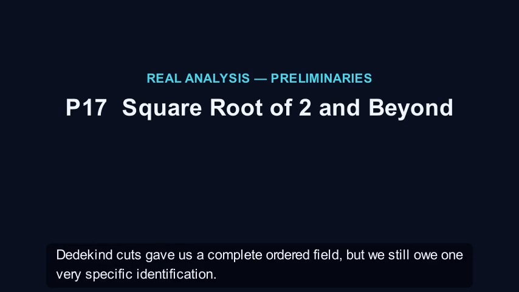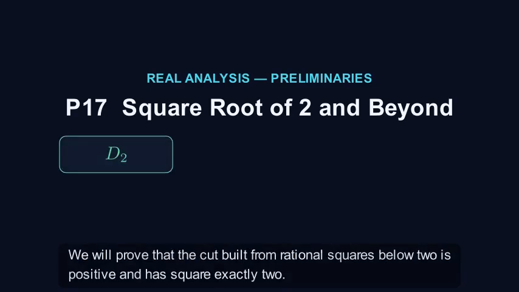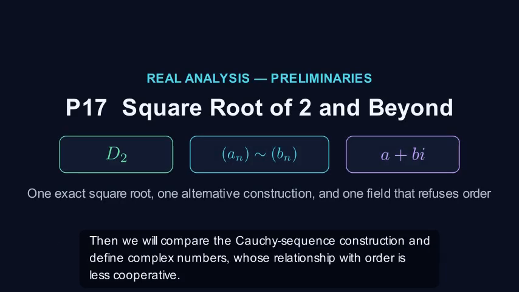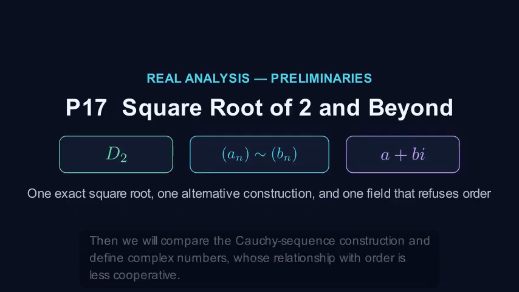Dedekind cuts gave us a complete ordered field, but we still owe one very specific identification. We will prove that the cut built from rational squares below 2 is positive and has square exactly 2. Then we will compare the Cauchy sequence construction and define complex numbers whose relationship with order is less cooperative.